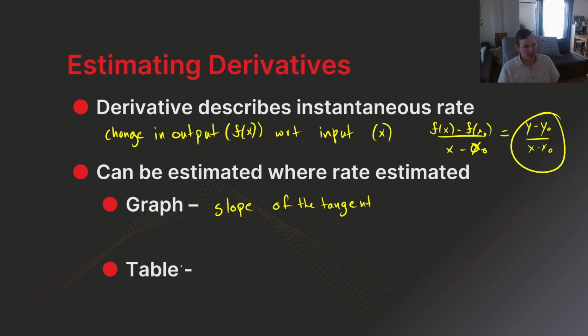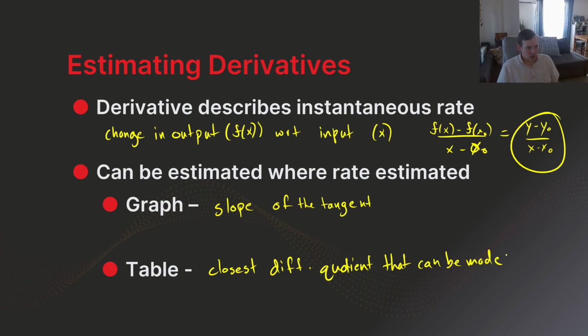And for the AP test, just be aware that you should be prepared to write equations of those tangent lines. If I'm looking at a table, then I just look at the closest difference quotient that I can make. Because the smallest difference quotient I can make is going to be my best estimate.